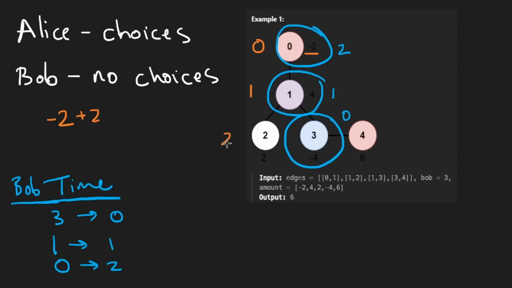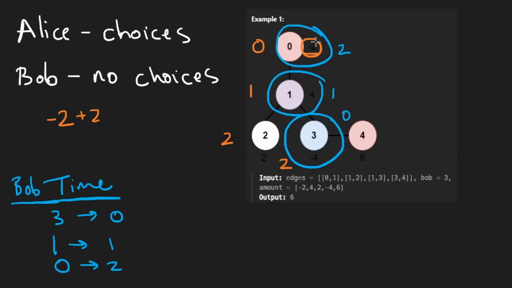I could either be at this node at time 2, or I could be at this node at time 2. If I take this node, I will get a profit of +2. If I take this node, I won't get anything because Bob reached that node first. So even though I'm drawing the total profit over here, what we're actually going to be doing is for each node keeping track of the profit we have so far.